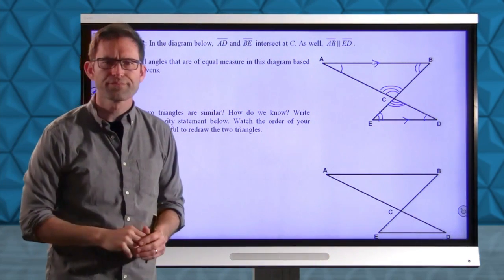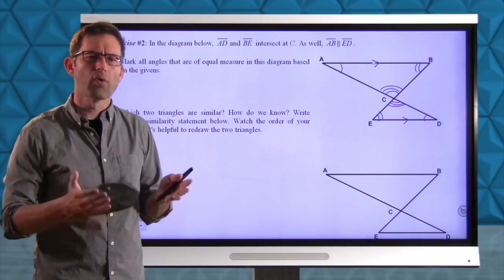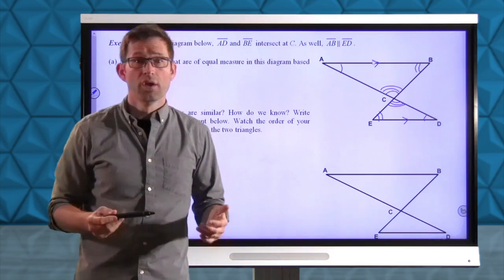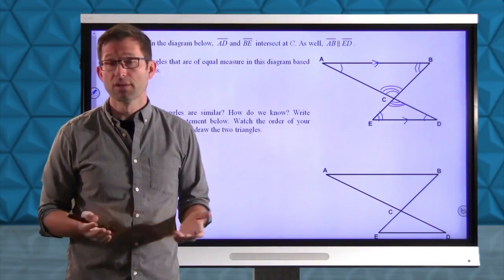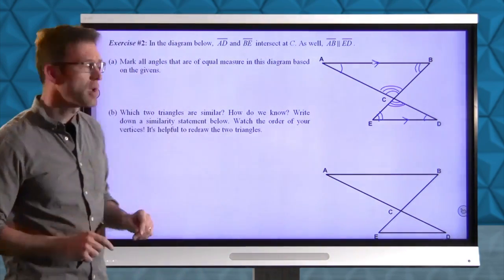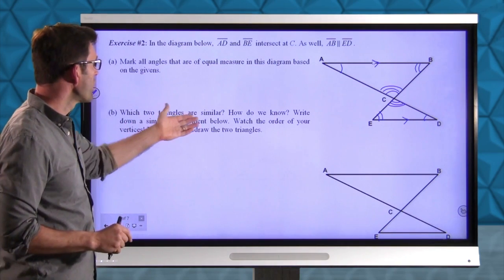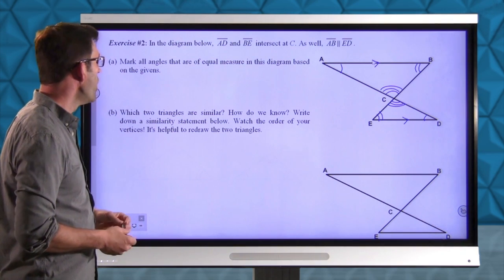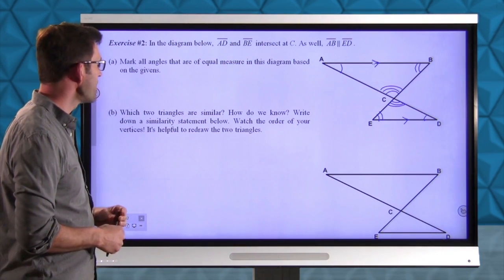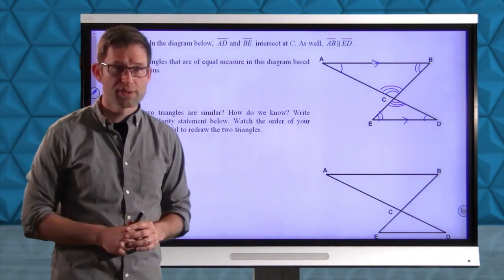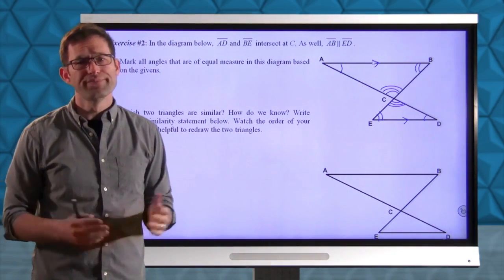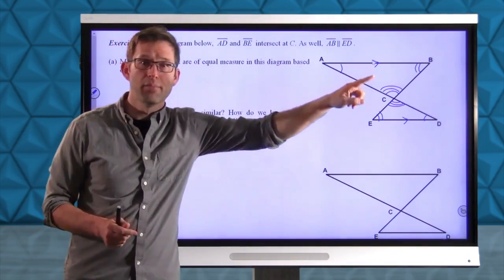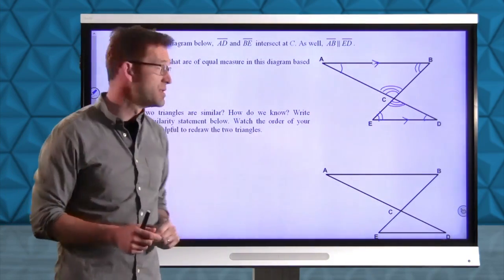All right? Now, the reason that it's nice to have all those congruent angles marked is that at this point, of course, you have a very good sense that these two triangles are similar. Let's talk about that in letter B. It says, which two triangles are similar? How do we know? Write down a similarity statement below. Watch the order of your vertices. It's helpful to redraw the two triangles. So there's only two triangles in the picture, and that's triangle ABC and triangle DEC.